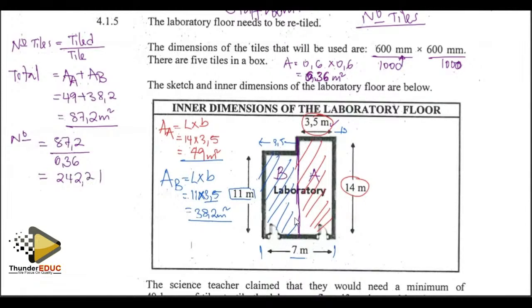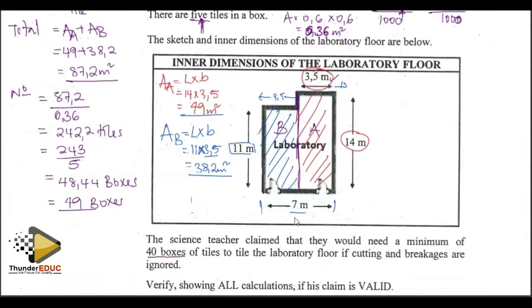You can't buy half a tile, but this simply means you will need more than 242. So in other words, we need 243. These tiles are packed in fives because they are not sold one by one. They are sold in a box which has five. So we want to find out how many boxes. So we divide it by 5. Indeed, the answer goes to 48.6. Remember, they have to buy full boxes. So simply meaning 49 boxes.